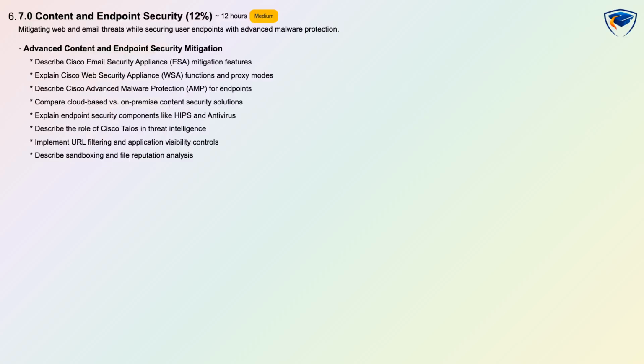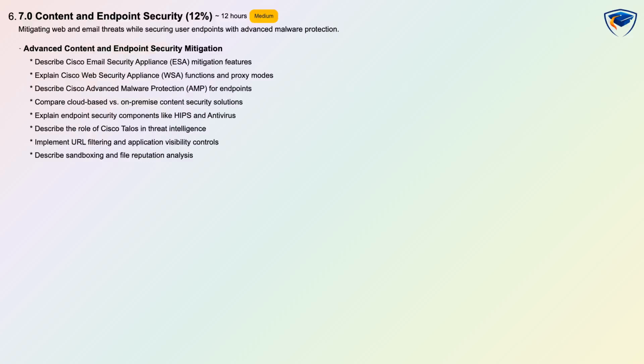Domain 7.0, Content and Endpoint Security, which also accounts for 12% of the exam, focuses on mitigating web and email threats while securing user endpoints with advanced malware protection. Key topics include describing Cisco Email Security Appliance, ESA mitigation features, explaining Cisco Web Security Appliance, WSA functions and proxy modes, and describing Cisco Advanced Malware Protection, AMP for endpoints.